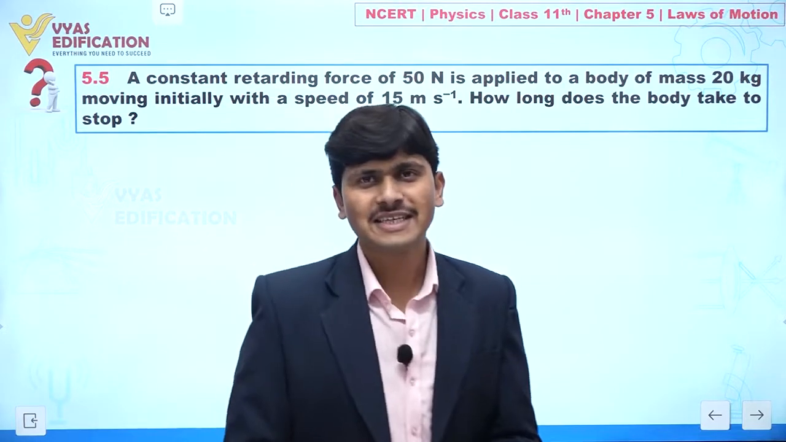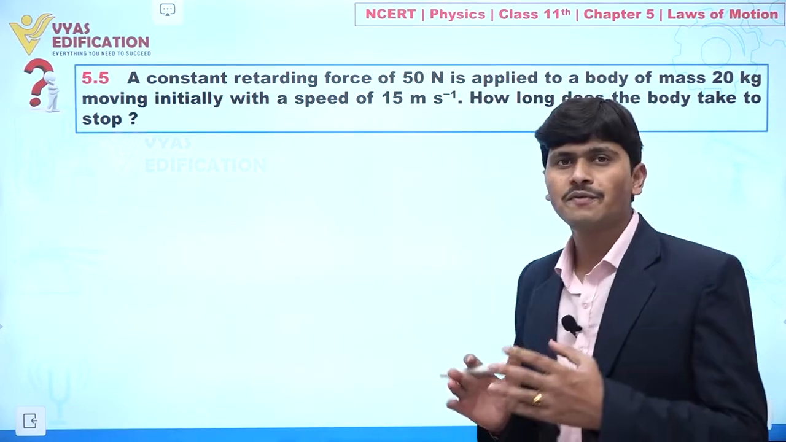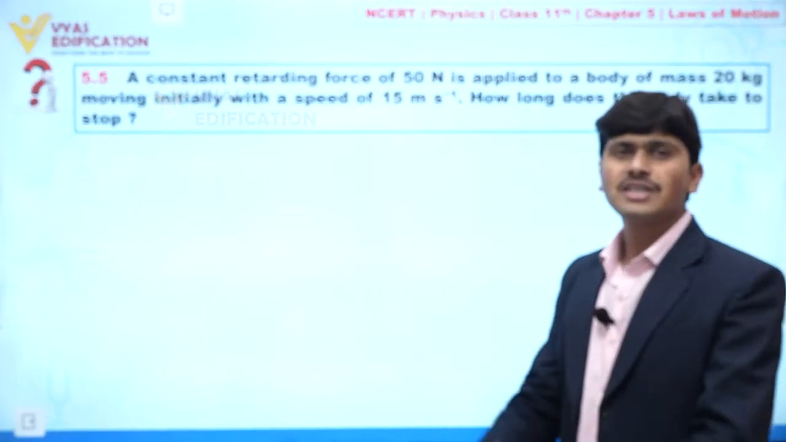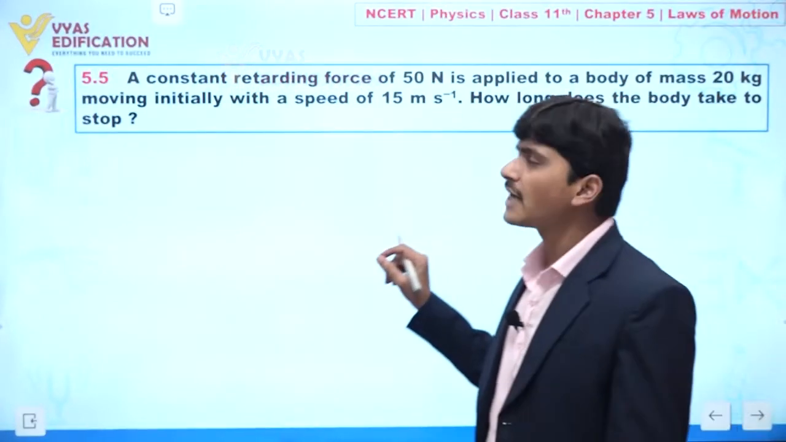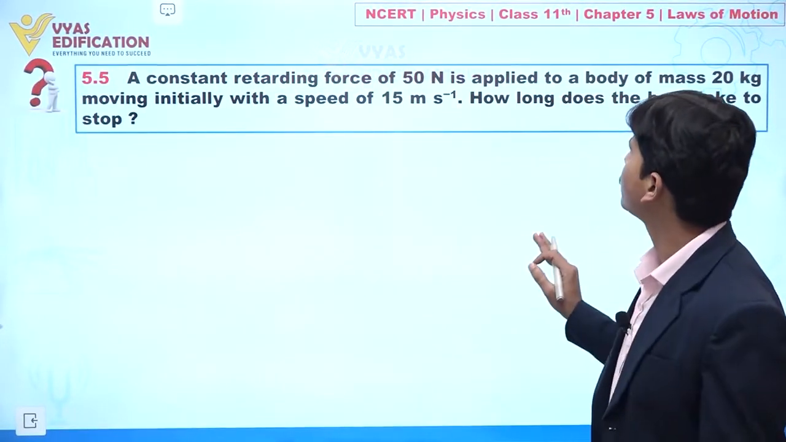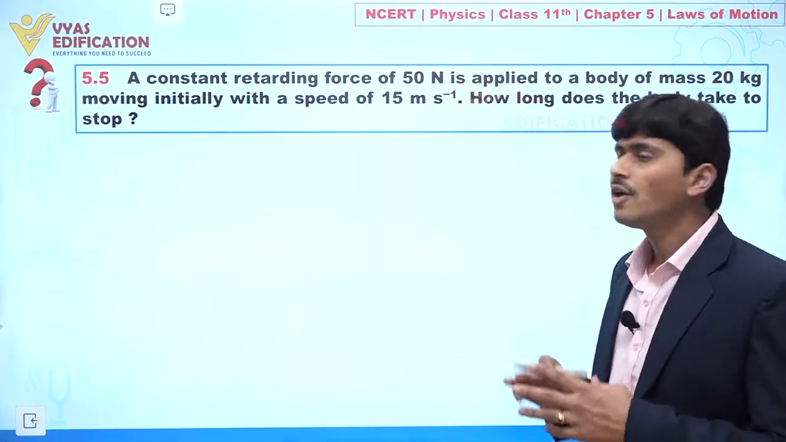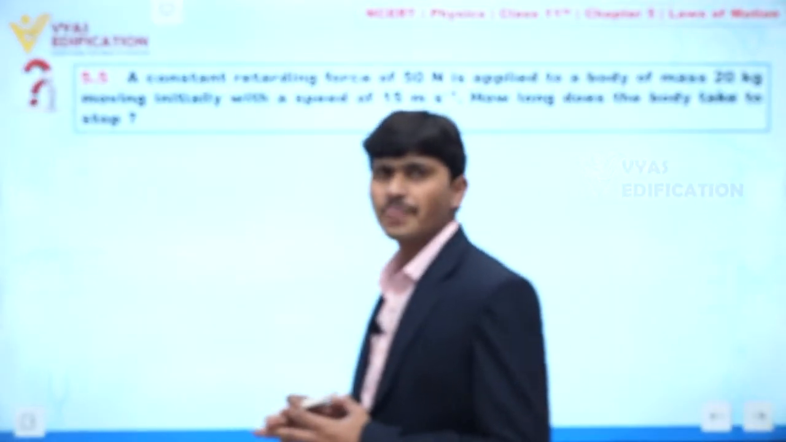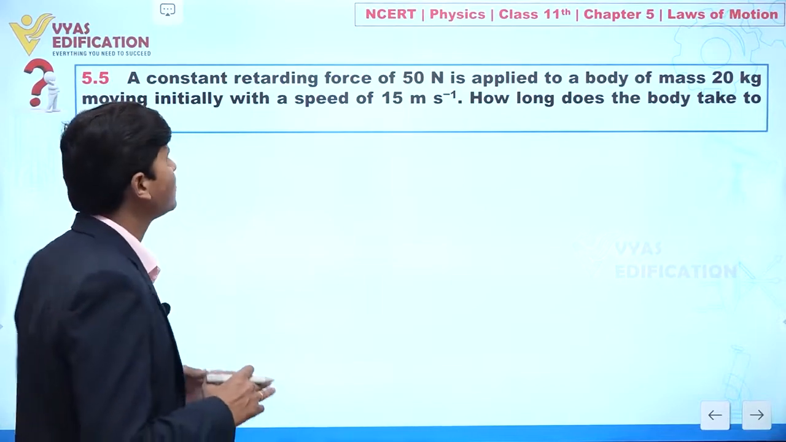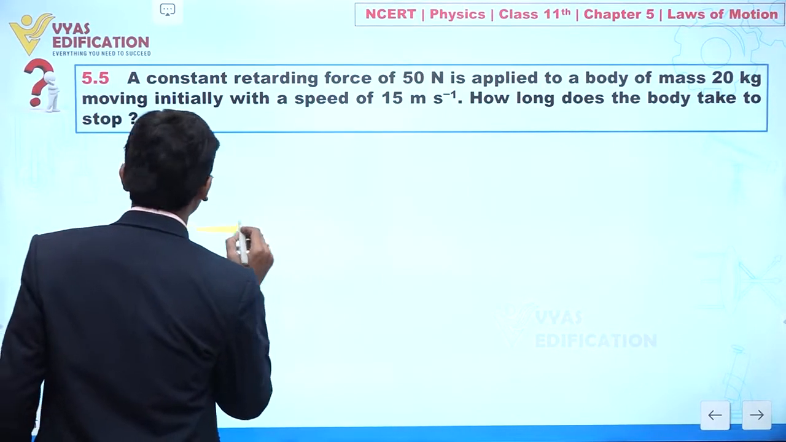Now we are going to discuss question number 5.5, and in this question it is given that a constant retarding force of 15 Newton is applied on a body of mass 20 kilogram. Clear? So now let's suppose, just I am saying like this.